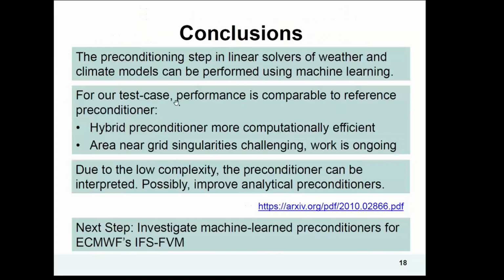And with that, I come to conclusions. Preconditioning can be done for weather and climate models with machine learning. Performance was good. We find that performance is comparable, or with a hybrid preconditioner approach, actually more efficient. Due to the low complexity, the preconditioner can be interpreted. These results are on arXiv, and the next step is to investigate these machine learned preconditioners for ECMWF's IFS VM. And thank you.